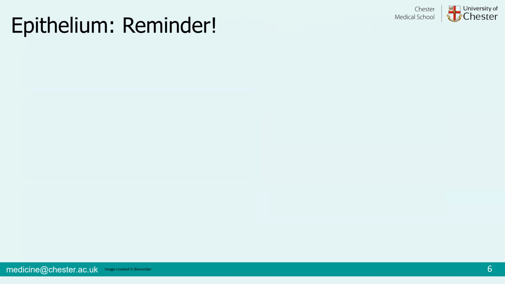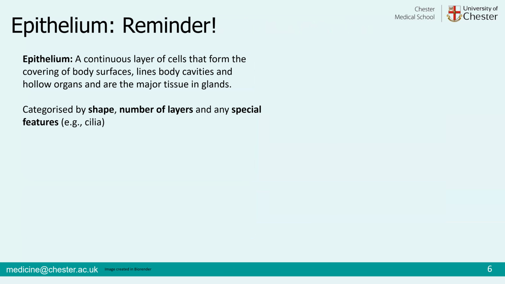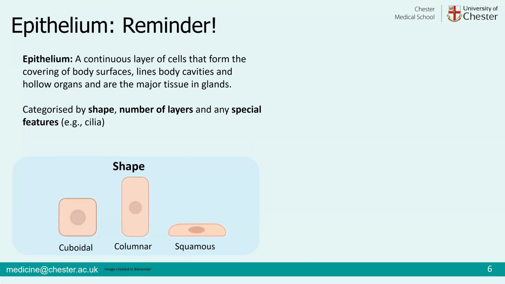Just a reminder, because this is a histology session, we're going to be looking at epithelium again. So just as a reminder of that, although I'm sure you're all familiar by now. Our epithelium is our continuous layer of cells that form the covering of body surfaces, lines body cavities and hollow organs, and is a major tissue of glands. And as we know by now, they can be categorized by shape. So remember our different shapes. We have our cuboidal, so they're roughly as tall as they are wide.